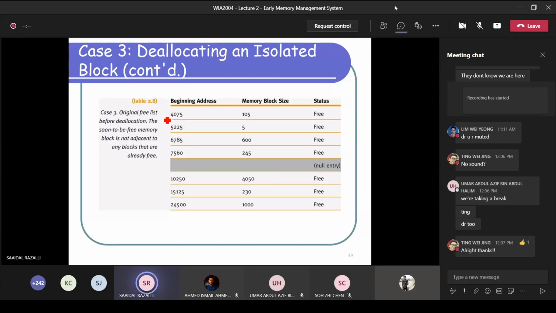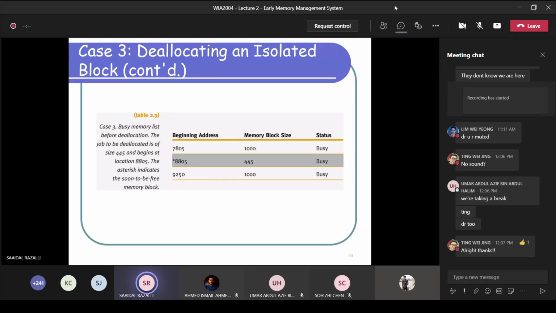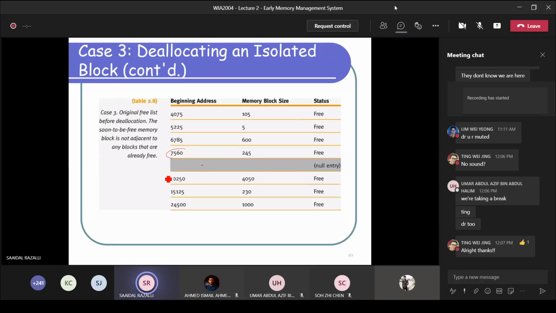This one is the original free list before de-allocation. You have here, remember this one, this is a null entry. But the de-allocation address is somewhere here, somewhere between this one and this one. Because between address 7560 until 10250, this one is free, but this one is all busy.